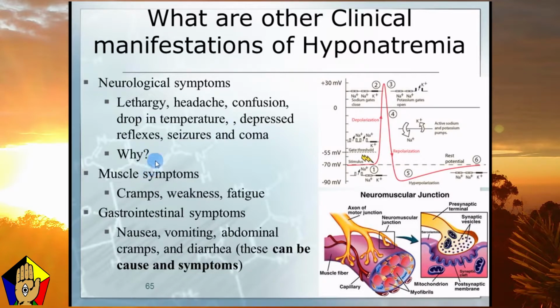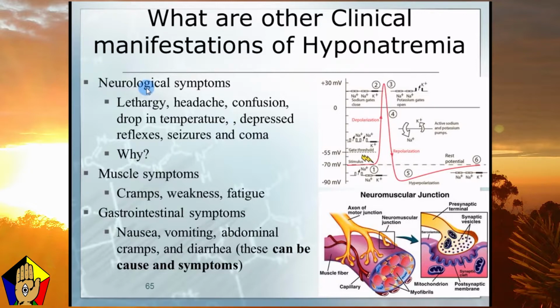When you think about muscles, they get cramps and weakness and fatigue. Remember, you need sodium to go in to fire these muscles too. So you usually see these with skeletal muscles, right? And then some gastrointestinal symptoms, nausea, vomiting. It's affecting the medulla oblongata, cramping, some diarrhea. And the diarrhea, this is kind of tricky because with diarrhea, this can actually be a cause, right? You're losing the sodium, so the sodium can't get into your blood, causing hyponatremia. So it's an interesting concept with the GI tract.